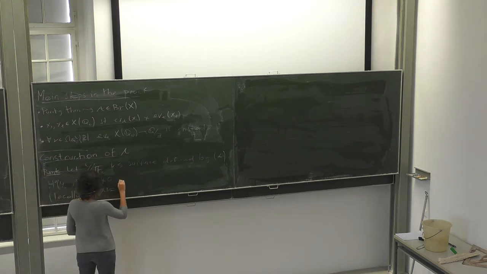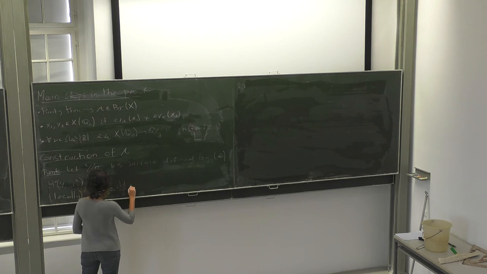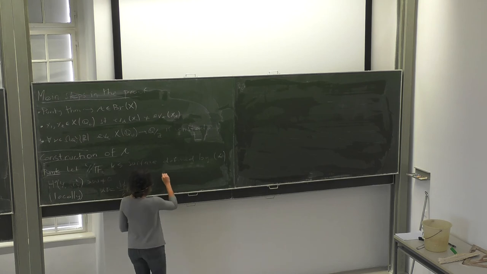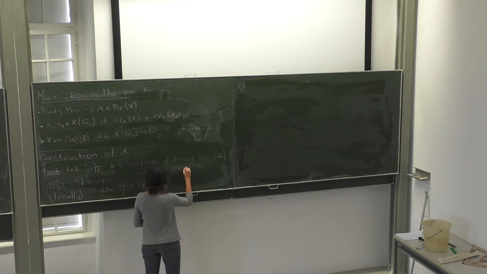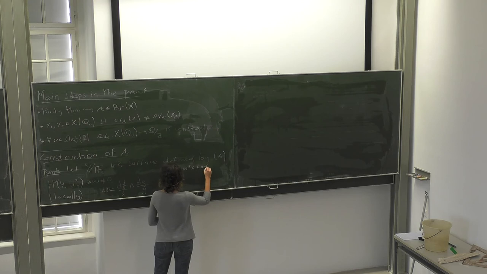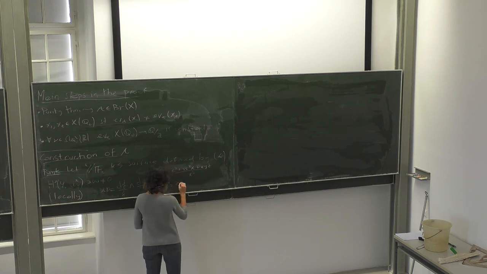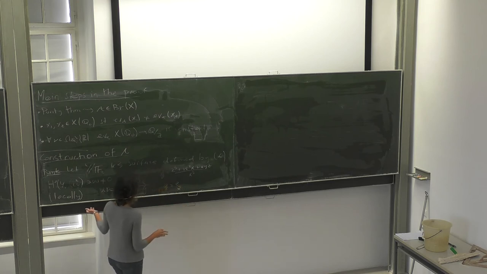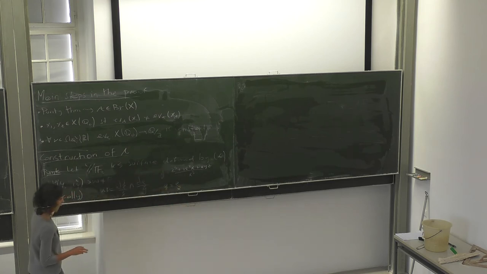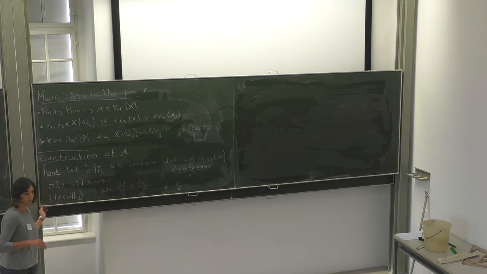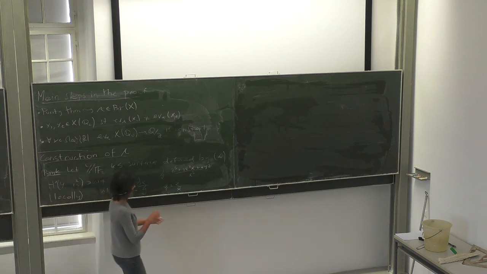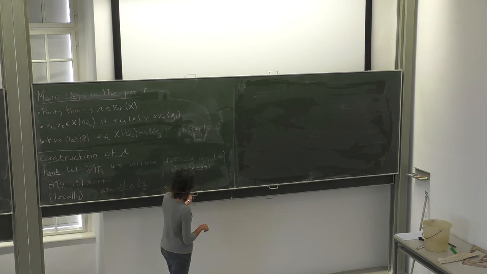Locally, omega can be written in the following way: df over f wedge dg over g, where f is as shown and g is z over x. Here there is some abuse of notation because I'm using the same variables for the variety over F2 and for the variety over the rational numbers, but the notation becomes heavy if I put a tilde everywhere.